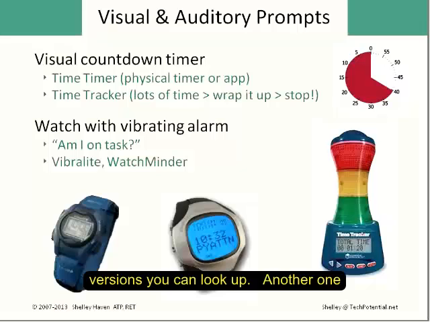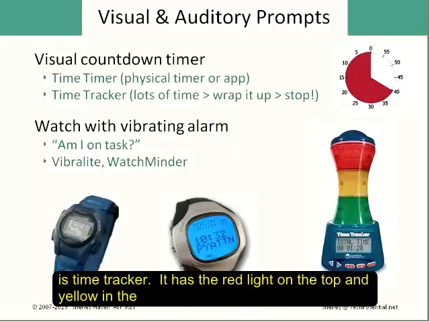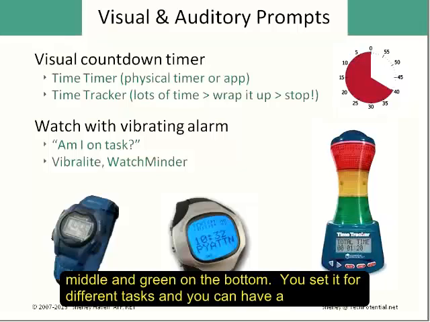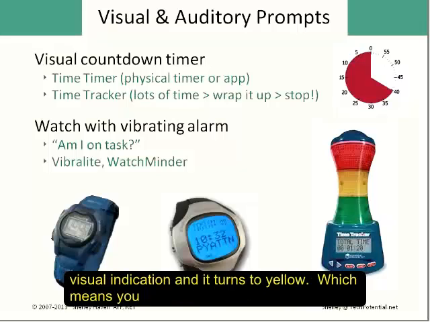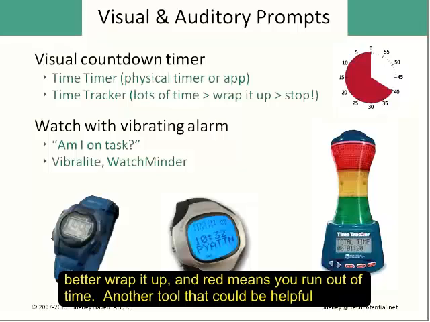Another one is called Time Tracker. Time Tracker is this dandy looking little device on the lower right here that has a red light on the top, yellow light in the middle, and green light on the bottom, and you set it for different tasks so that a person can get a visual indication of, hey, I've got plenty of time left. Then it turns to yellow and it beeps and says, you better start wrapping it up, we're running out of time. And then red means you've now run out of time, you need to finish now.